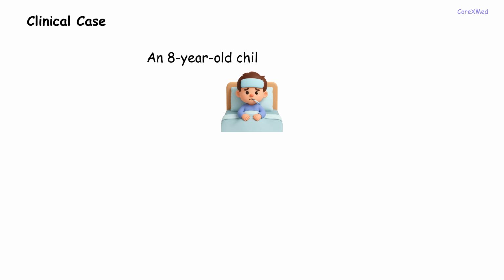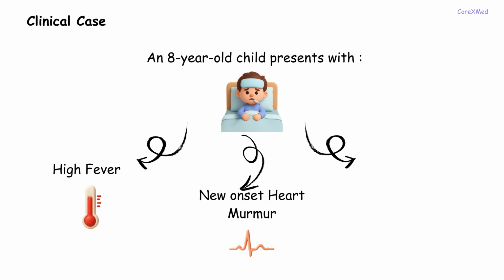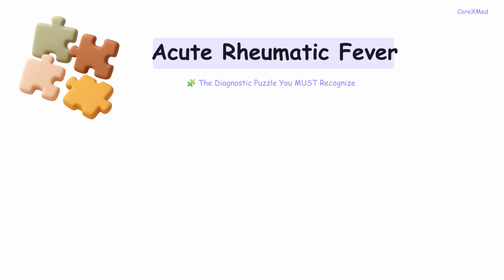An 8-year-old child presents with high fever, new onset heart murmur, and painful swollen joints that literally jump from one knee to the other. If you see this diagnostic puzzle on your pediatric rotation or your exams, think of acute rheumatic fever right away.